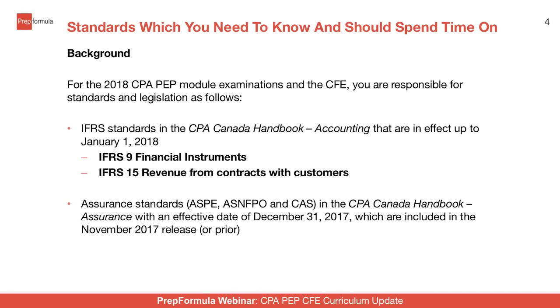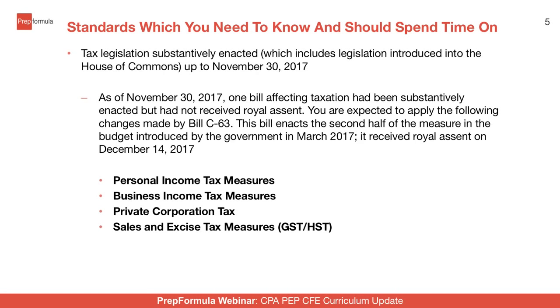So you'll have a clear chart explaining some of the key differences, so that if you are familiar with IAS 18, you'll see the language differences. Also, you are responsible for assurance standard changes with an effective date of December 31, 2017. I'll talk about that a little more, but why don't we just get started?